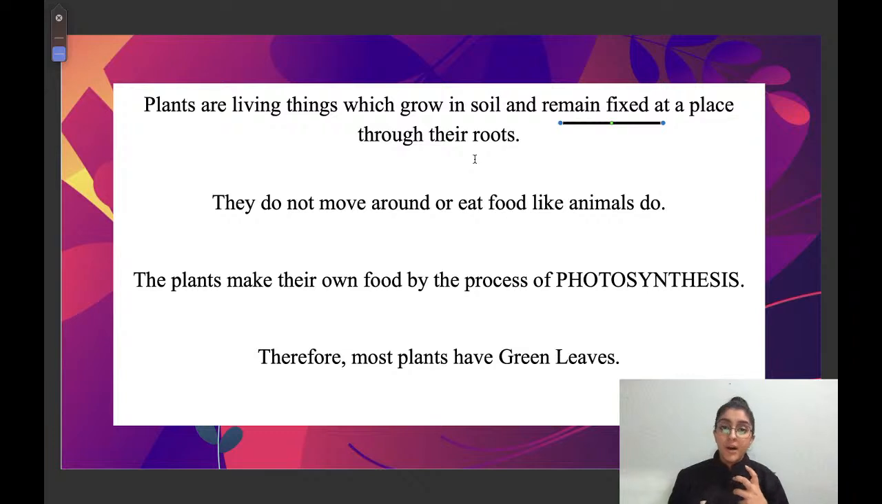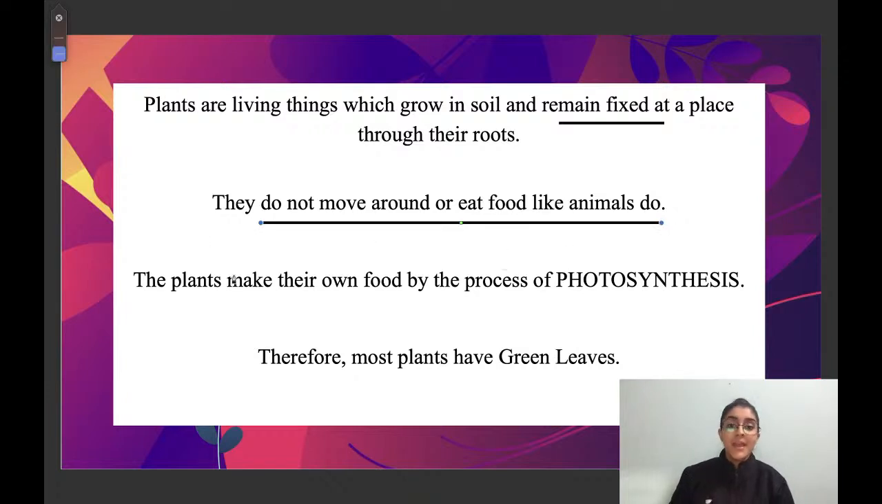So they get anchored to the soil where they grow, and from their roots they basically take whatever minerals and water they need. So they do not move around or eat food like animals do. Now, how do they make their own food? That is a question over here. So they make their own food by the process of photosynthesis, as you must have studied before.